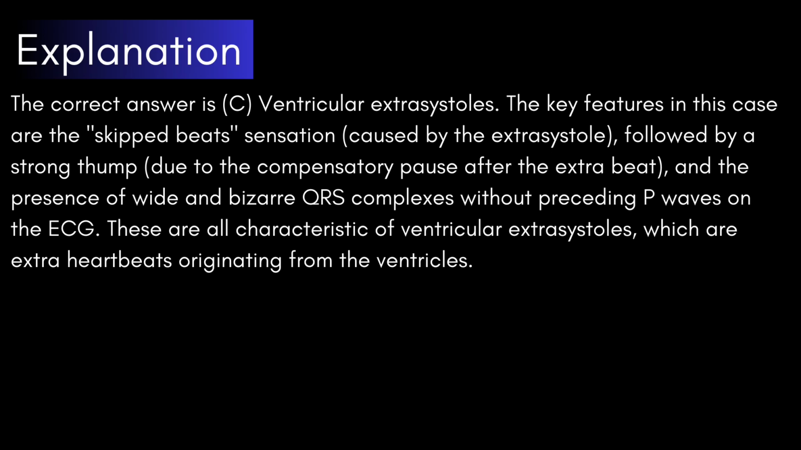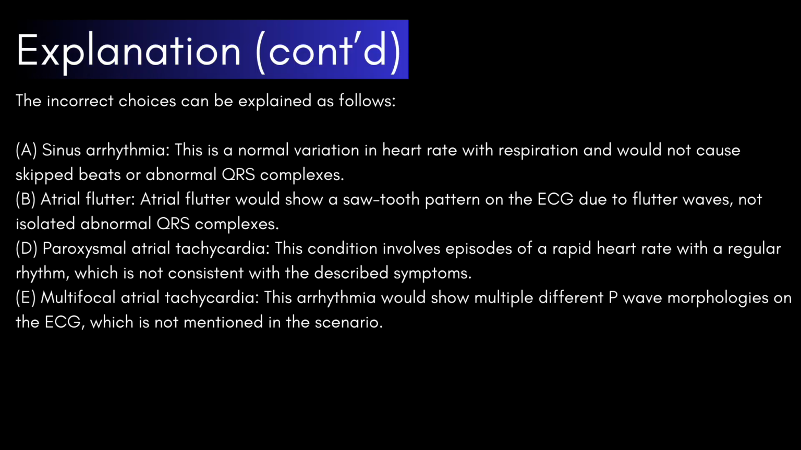All right, let's go ahead and see why the other answer choices are incorrect. The incorrect choices can be explained as follows. A. Sinus arrhythmia. This is a normal variation in heart rate with respiration and would not cause skipped beats or abnormal QRS complexes. B. Atrial flutter. Atrial flutter would show a sawtooth pattern on the ECG due to flutter waves, not isolated abnormal QRS complexes.